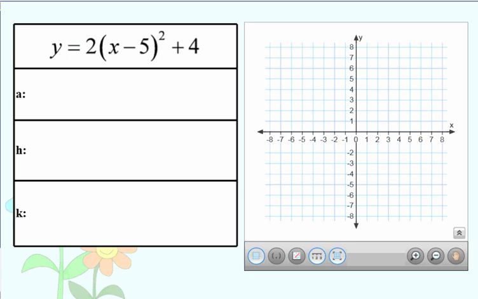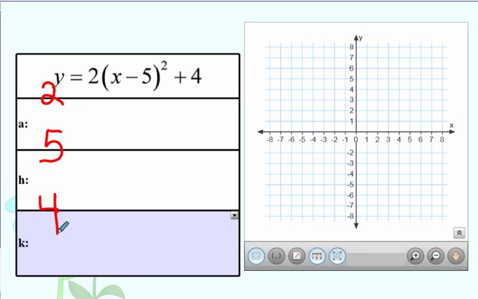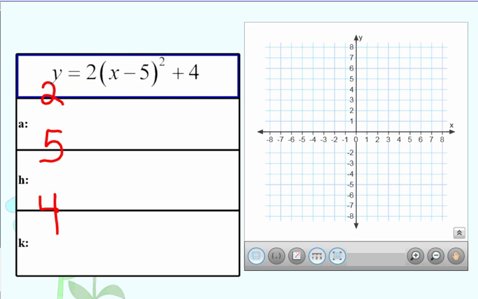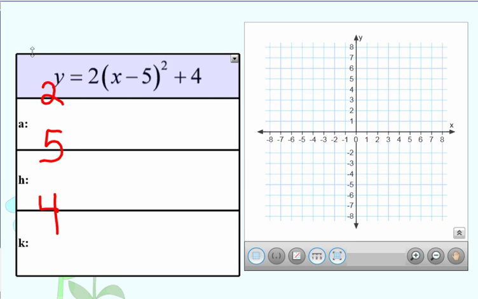So here is our function. For A, we would have a value of 2. Okay, for H, positive 5, and for K, positive 4. Remember, it is the opposite of what you see there for the h value.